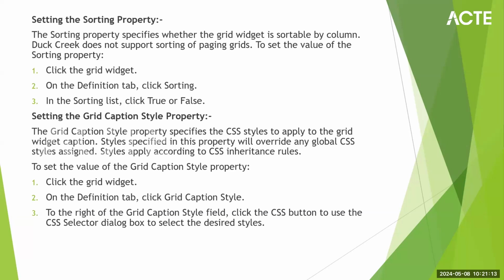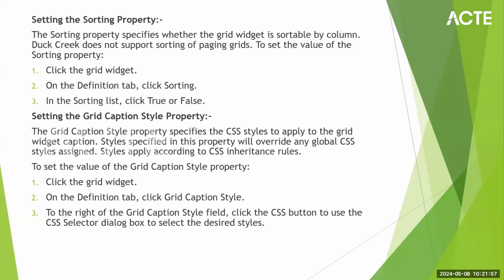Sorting property, in the sense of order, like alphabetical order or any order you want to give those particular fields, then you need to use this. The sorting property specifies whether the grid wizard is sortable by column. Basically this grid wizard will be in the form of a table, and you want to sort that particular column. So you need to use this particular grid widget property. Click on the grid widget on the definition tab, click sorting. In the sorting list, click true or false. True means it will sort, but false means it will not.